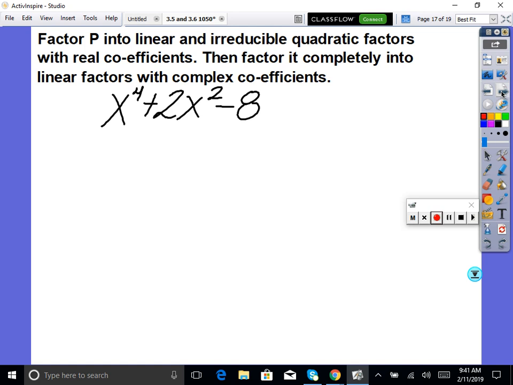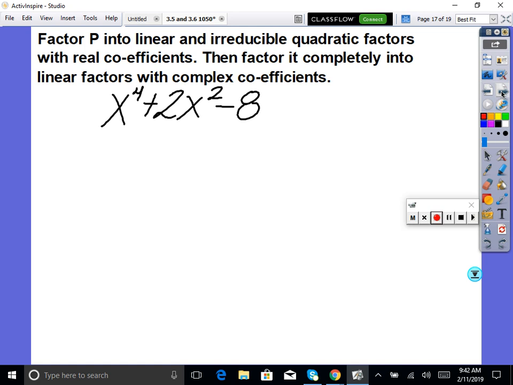Okay, I'm not going to go through this one, but I just want to see if you guys could understand the instructions so you don't get to the homework and get frozen. So it says factor P, this is P, factor P into linear and irreducible quadratic factors with real coefficients. Then factor it completely into linear factors with complex coefficients. So what do you think the first part's asking us to do? Yep, factor it down to just quadratic and linear stuff. But then from there, keep factoring it clear down to the full-on linear roots.